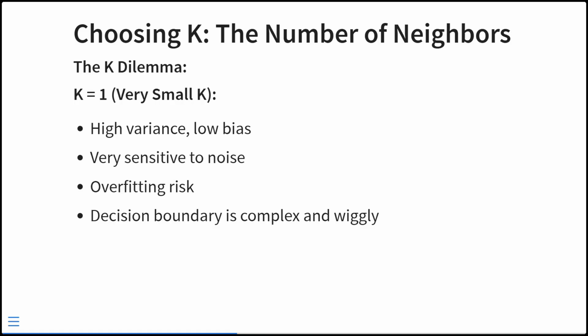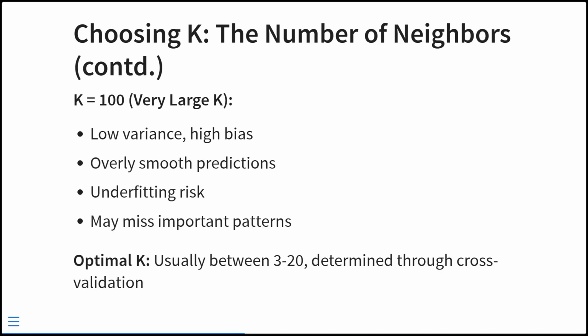A very small K, like 1, gives high variance, low bias, and is very sensitive to noise. We also risk overfitting, and the decision boundaries are complex and wiggly. When K is equal to 100, there's another problem. It's too much: you have low variance, likely high bias, overly smooth predictions, and a chance of underfitting. It may also miss important patterns. The optimal K is usually suggested to be between 3 and 20, which you can determine through cross validation.